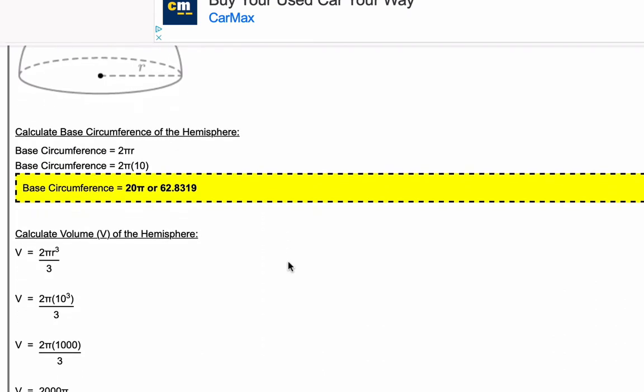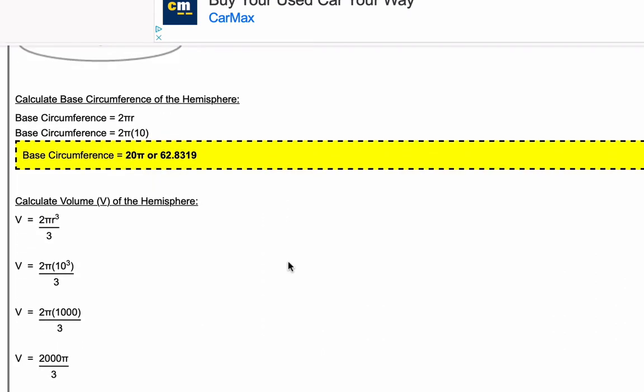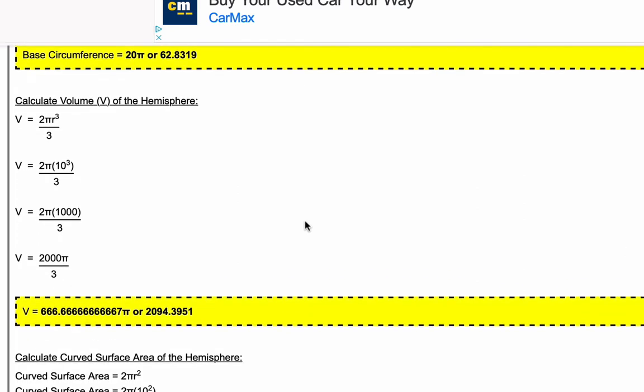Now what we want to do is calculate the base circumference. The formula for that is 2 times pi times r. For our sample problem, we plugged in a radius r of 10, which we'll use for all of these formulas. So for each of these formulas, we plug in r as 10, we simplify, evaluate, and get our answer. For all the measurements, I've included two answers, one in terms of pi and one in terms of a decimal. So let's move to volume.